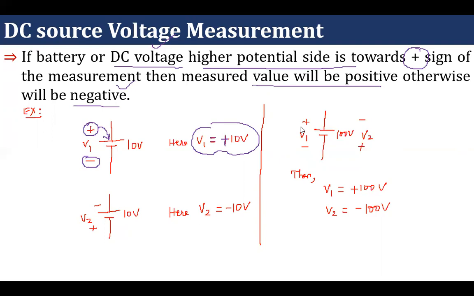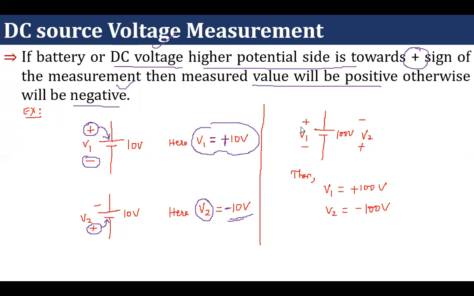In this case, it has been measured in the opposite way. So this plus sign is towards the lower potential plate of this battery, and that's why this voltage V2 will be equal to minus 10 volt. The magnitude will be the same, 10, but this time the minus sign will come, because we have measured the potential in the opposite way.